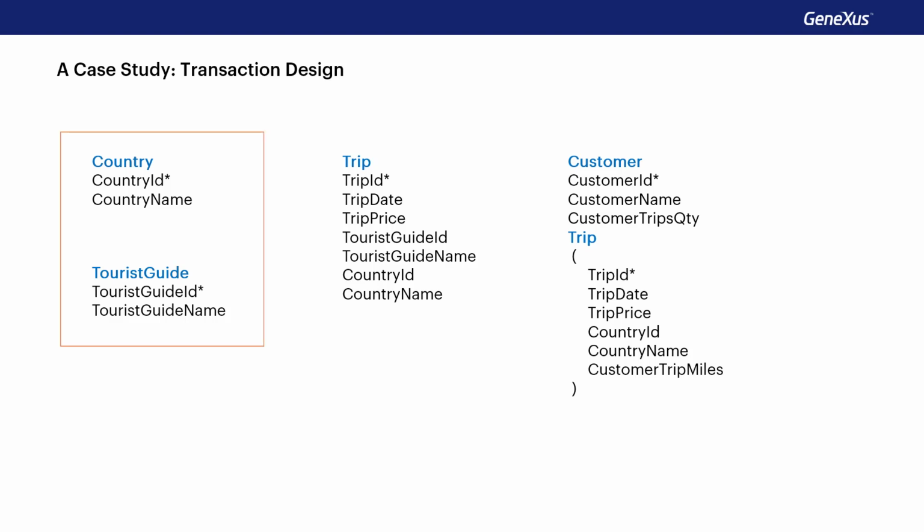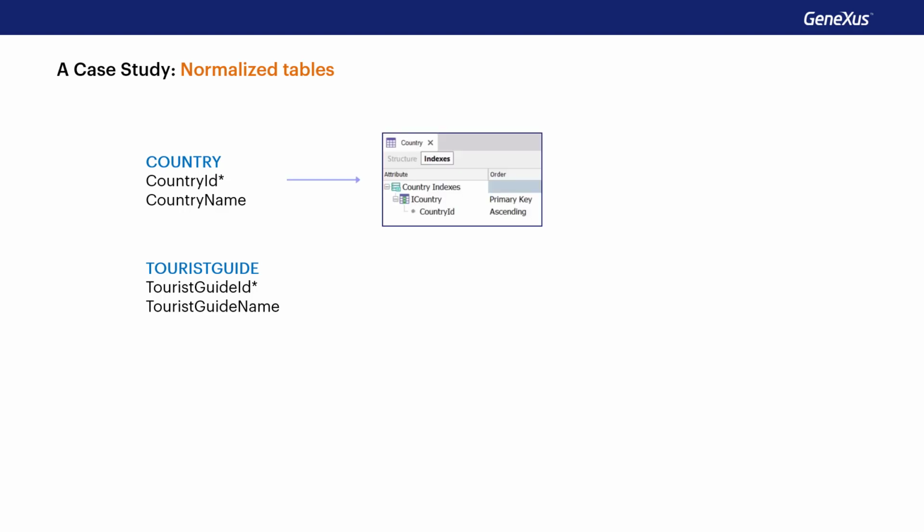Note that country and tourist guide transactions are simple, single-level transactions, each with its own identifier and name, and without any foreign keys. Each one then has its primary key and a secondary attribute. Therefore, we already know that from them, GeneXus will create the tables country and tourist guide with the structure shown here. The country table has country ID as the primary key and country name as the secondary attribute. Over this table then, GeneXus will create the primary index by country ID.